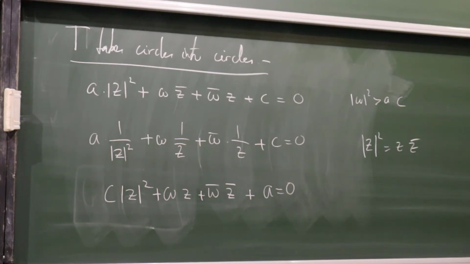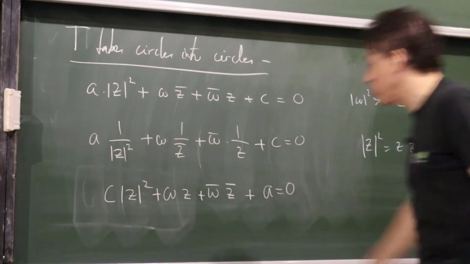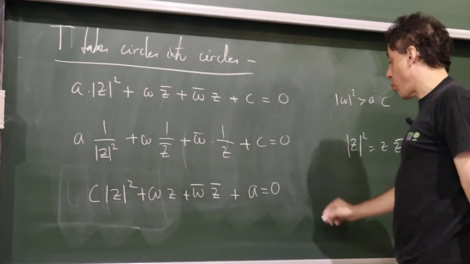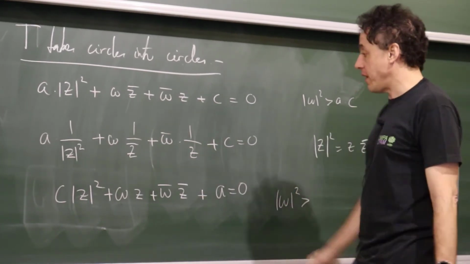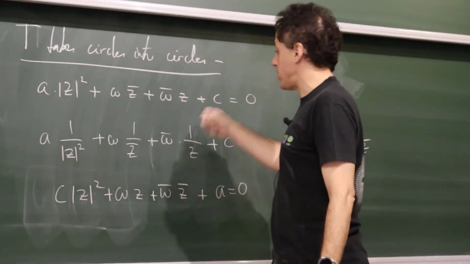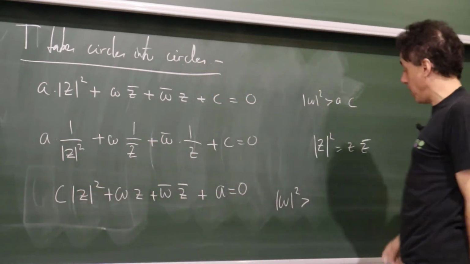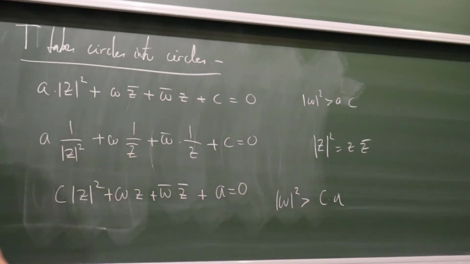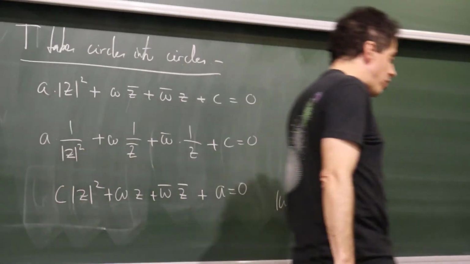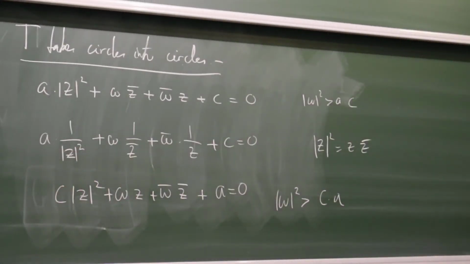We only have changed omega by omega bar, by the conjugate of omega, and the condition is still fulfilled, because the condition now is omega bar squared, but it's the same as omega bar, greater than, instead of having A times C, we have C times A. Of course, the condition is still fulfilled, so the inversion transforms any circle into a circle again.